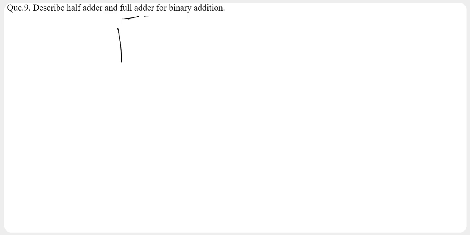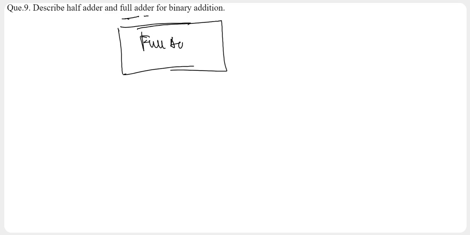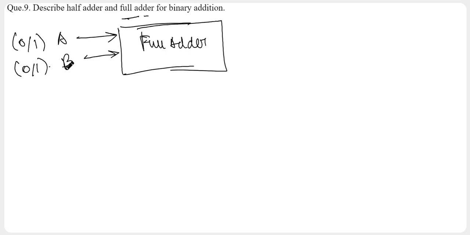So similarly, like the half adder, we are defining a block which is the full adder, and similarly at first we are giving two inputs A, which can be either 0 or 1, and similarly we are giving B, which can be either 0 or 1. And now alongside A and B, we are giving another input, which is Cin. Now where does this Cin come from? For example, let us consider the addition of 01 plus 01.